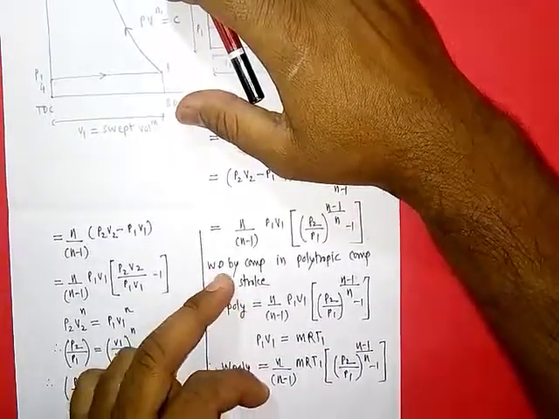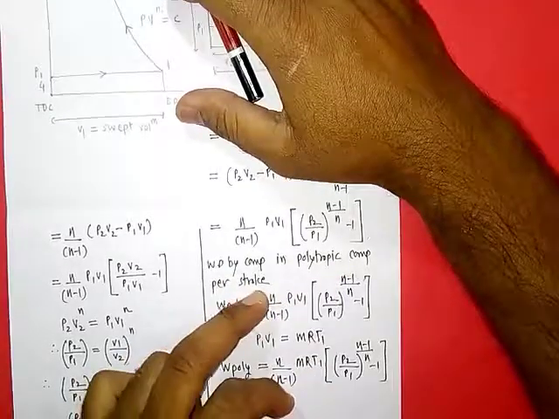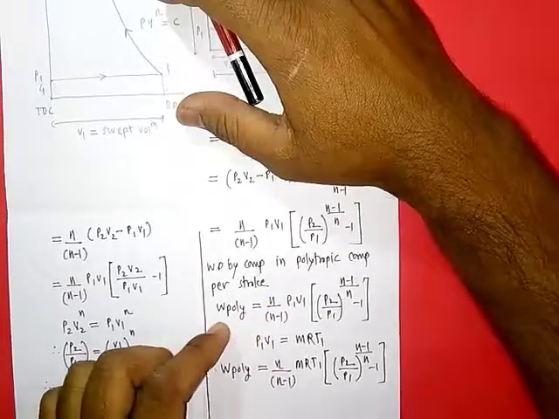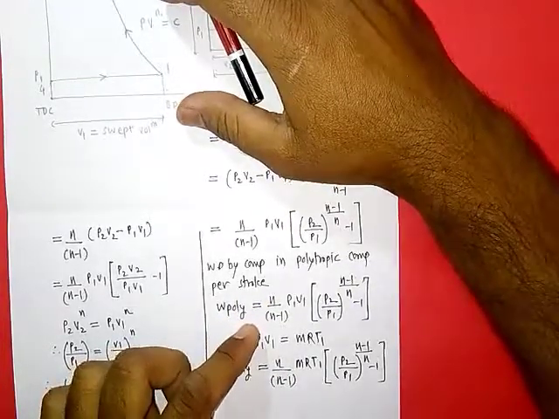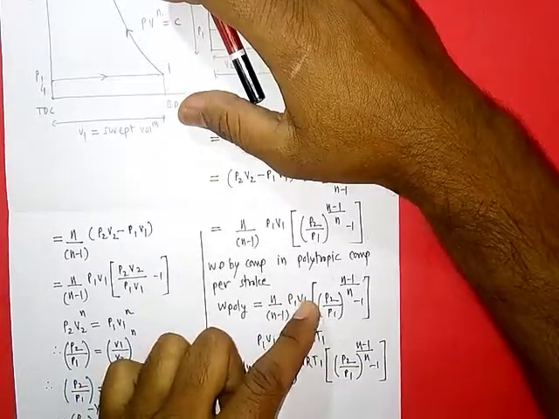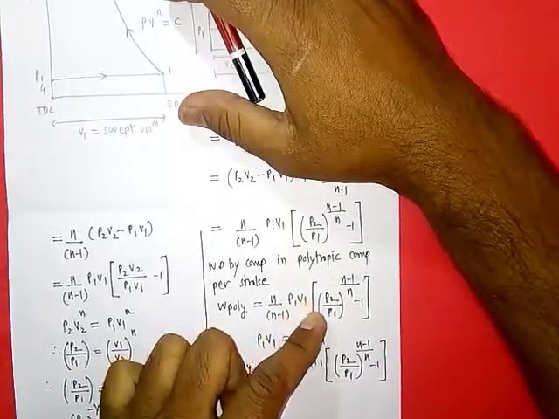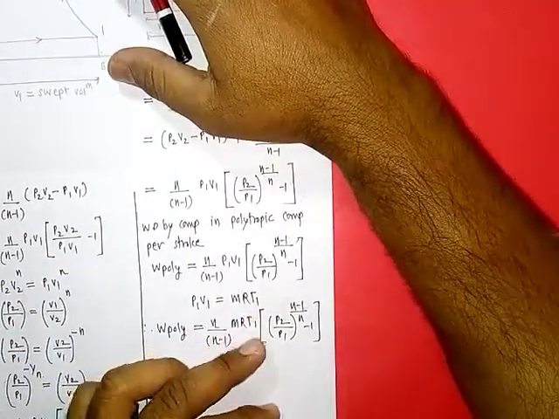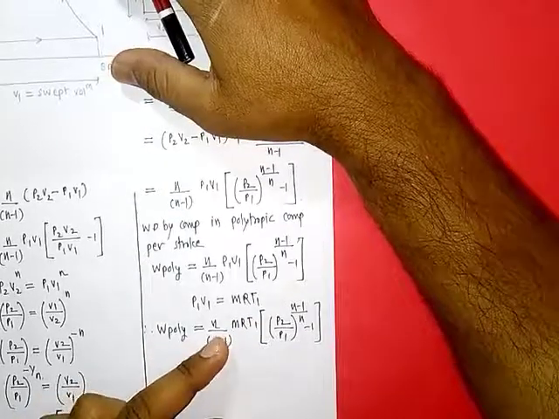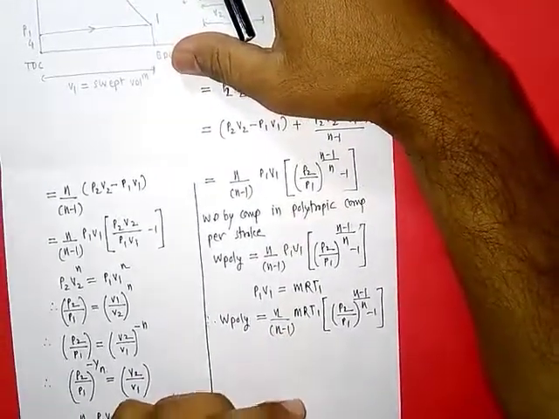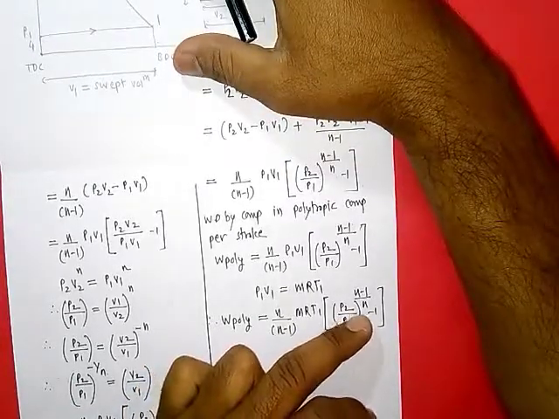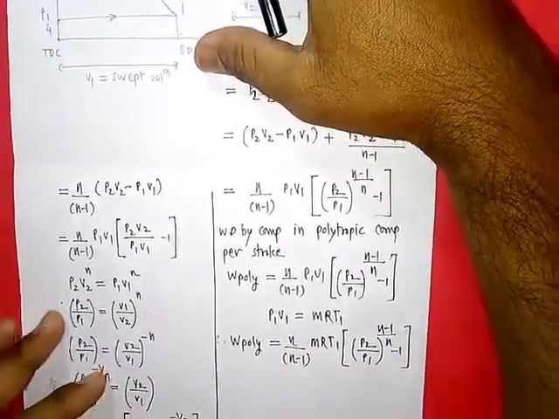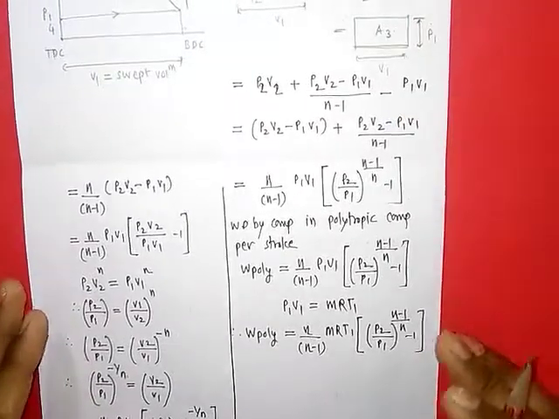Then this work done is per stroke. We have considered one stroke only, so this is per stroke, and it is denoted by W polytropic = n/(n-1) P1 V1. This is the volume handled in a stroke. We also know that PV = mRT. Then the work done formula changes to n/(n-1) m R T1 [(P2/P1)^((n-1)/n) - 1], where m is the mass handled by the compressor in one stroke.